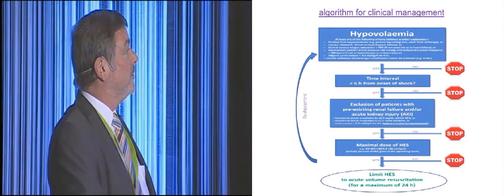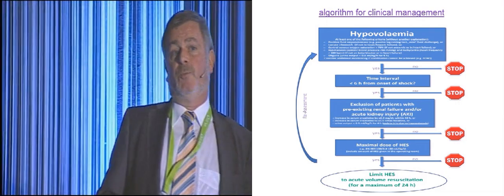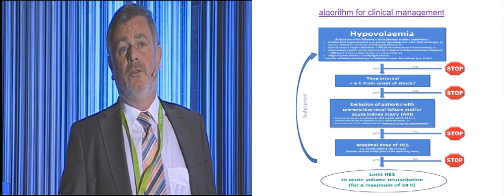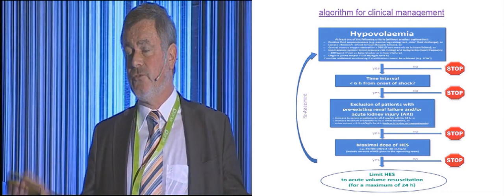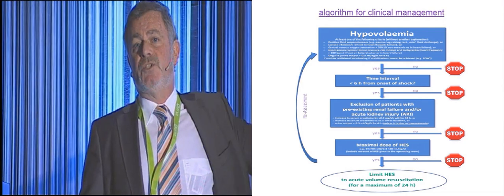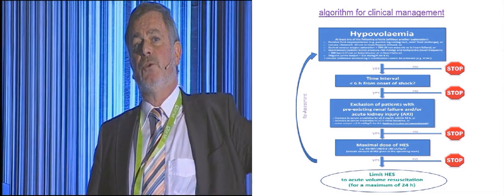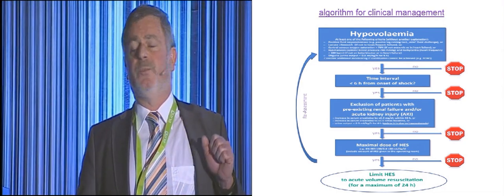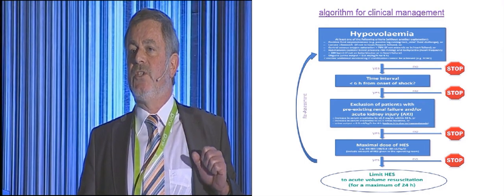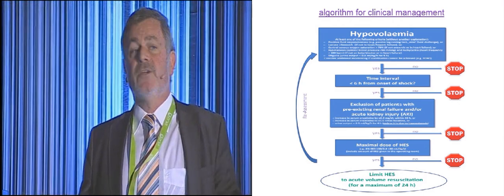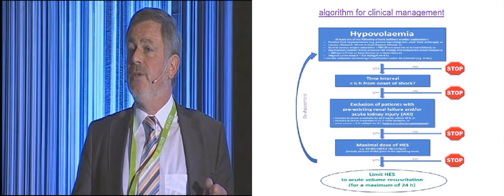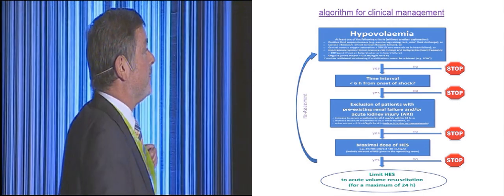Very important. We know that starches have the possibility to induce kidney disturbances. So don't give it to these patients. This is a contraindication. Why did all these studies give starches, in 30% of the cases, to patients with already pre-existing renal failure? This is a wrong indication. This is what we would never do if we give a medication to a patient. That's what we do with fluids, apparently.